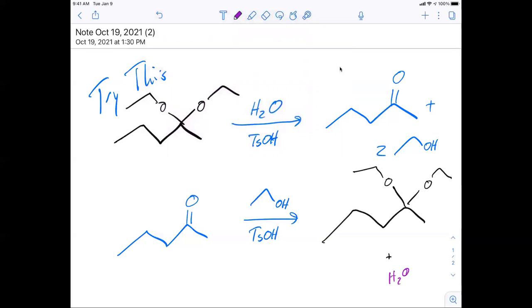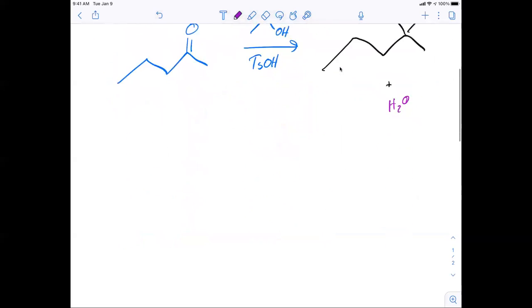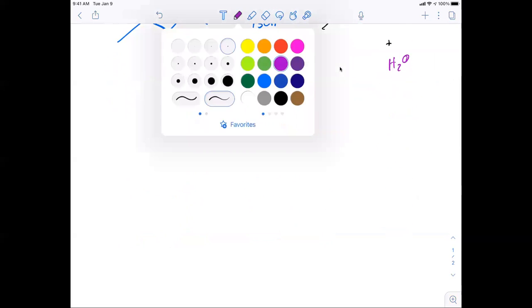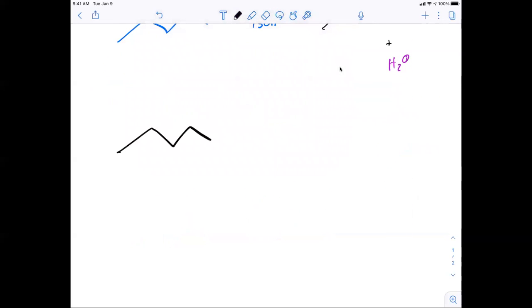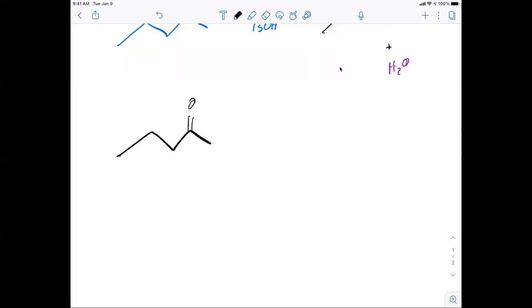So there's several of these types of processes that go back and forth. The acetal-ketal formation, that's reversible. We also have the imine. So if I take a carbonyl with an NH2, CH3, right, and I add some acid, right, what I'll get is the imine.